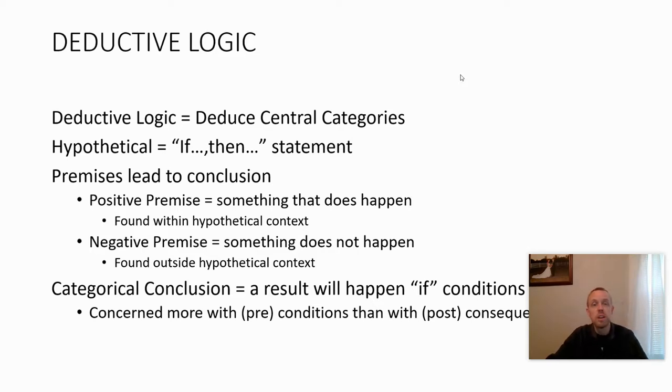Positive premises looking at something that happens, negative premises looking at something that does not happen. Positive premises can be found within the hypothetical context. Negative are found outside of the hypothetical context. And the categorical conclusion is a result that happens if the conditions are met. But this is more concerned with preconditions than with the post consequences. And deductive logic and deontology are more about the preconditions or the concepts.